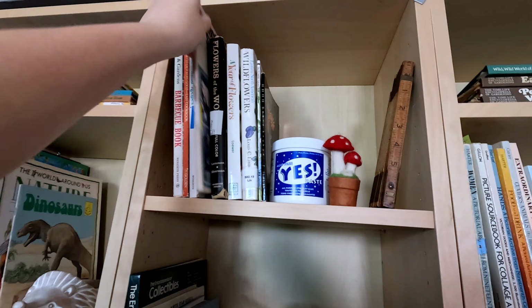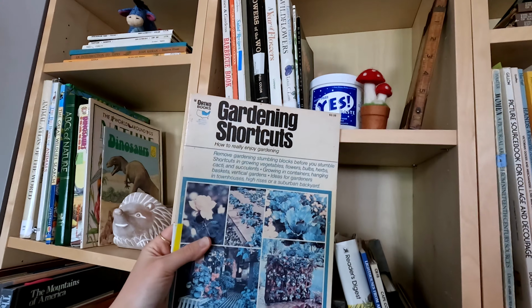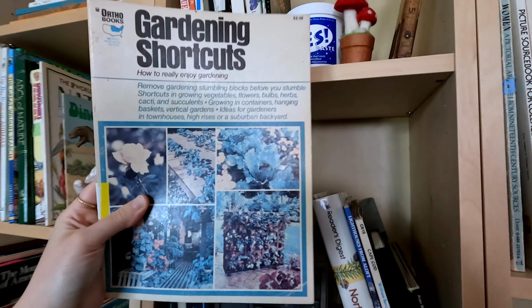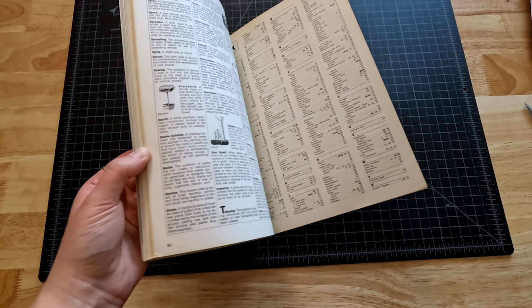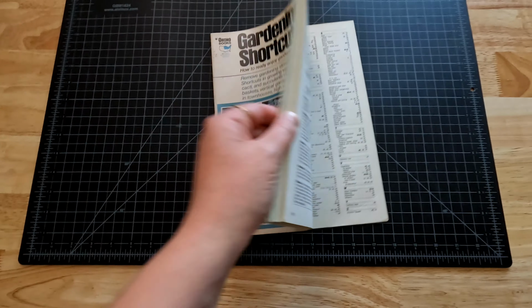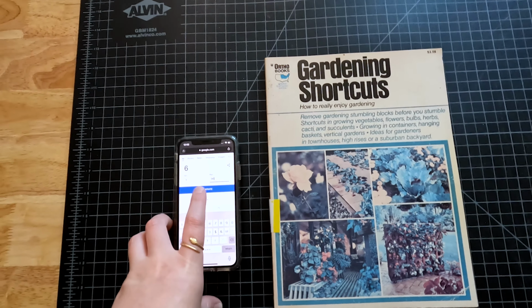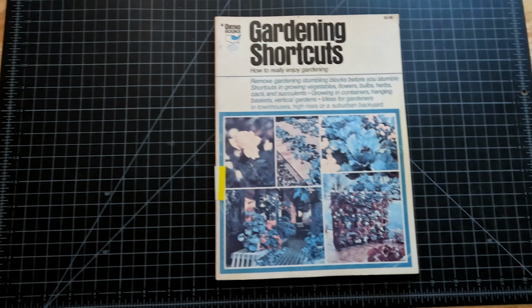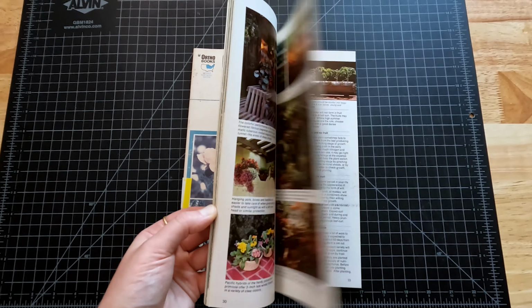What is this? Gardening Shortcuts. How to Really Enjoy Gardening. I don't think I've ever used this book. Let's see how many pages there are. All right, going to the back. We have 96 pages. So let's get that in the generator. All right, we got to get 96 in here. Generate a number. 23. All right, let's figure out what page 23 is.